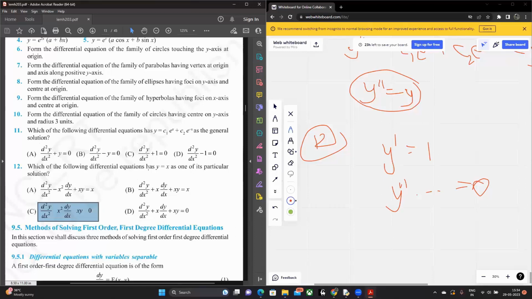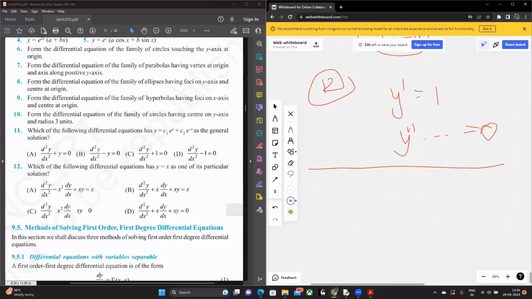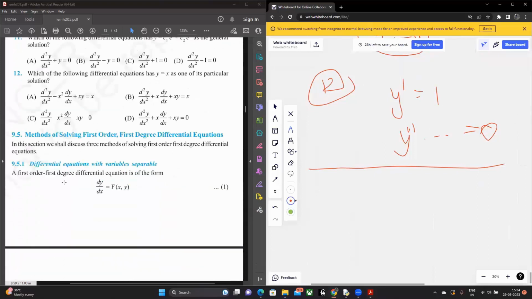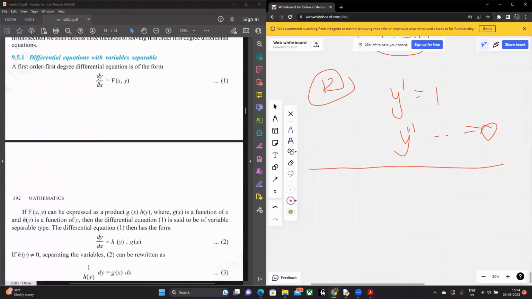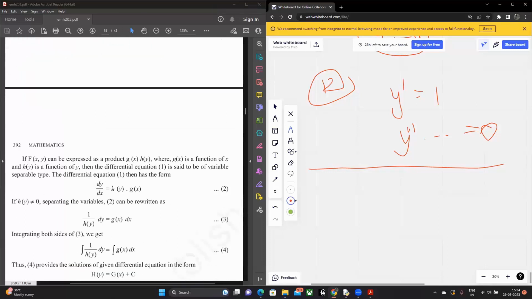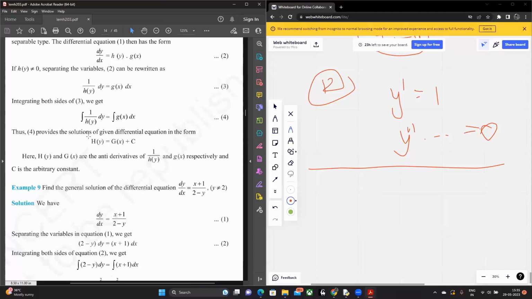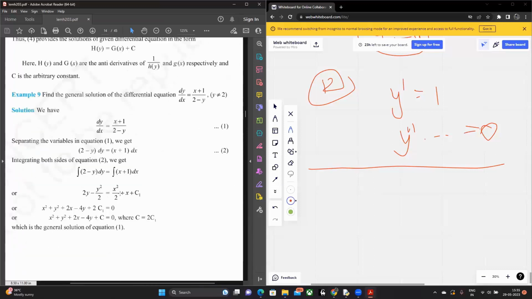Right. Cool. That finishes 9.3. Then proceed into 9.4, right? In 9.4, you would start with the methods of solving first order first degree differential equations. That is the variable separable format, where you separate each of the variables like h(y) and g(x), and then you do dy by h(y) equals g(x) dx and integrate both, right? Finally, you get this kind of a solution in this format, right?